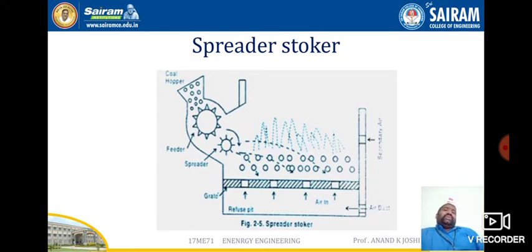So one of the disadvantages is that due to the fly ash being discharged, some flue gases will escape through the flue gas and reduce the combustion efficiency, and some emission may occur because the coal is not going to be burned completely. So hence it forms flue gases.